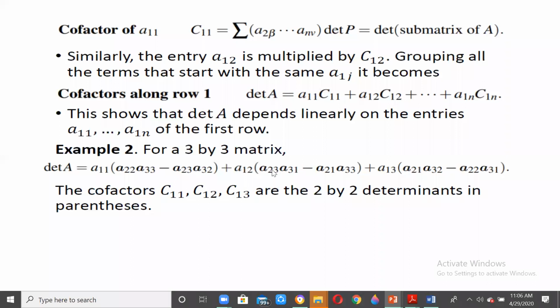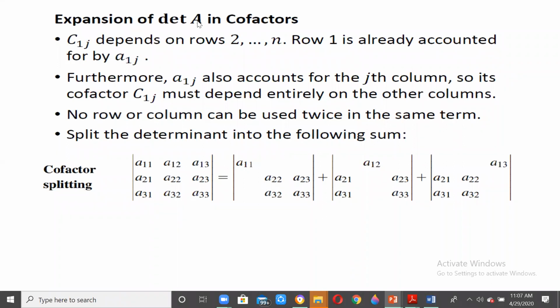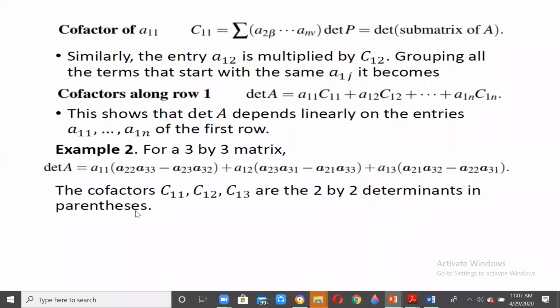Similarly, A12 multiplied by A23, A31 minus A21, A33, and that is what is written over here. Similarly, this one. So all those three terms are there over here. The cofactors C11, C12, and C13 are the 2 by 2 determinants in the parenthesis. So that is a sub determinant of a submatrix. Earlier we had 3 by 3, the cofactor will be 2 by 2. If earlier it is n by n, then the cofactor will be n minus 1 by n minus 1.